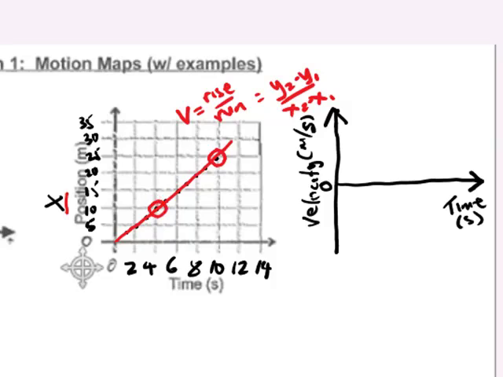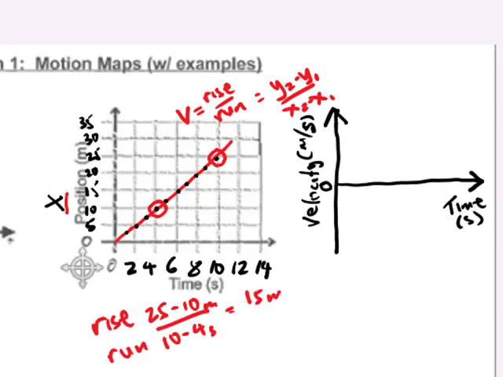Okay, so my rise is going from 10 to 25. My rise, and it is going up, is 25 minus 10 meters. My run, let's take a look at that. I'm going from 4 to 10 seconds, the difference of that. So I'll have 15 meters over 6 seconds. That works out to 2.5 meters per second. That's the slope of the line. That also works out to be our velocity. Notice it's a straight line, so that tells us our velocity is constant.